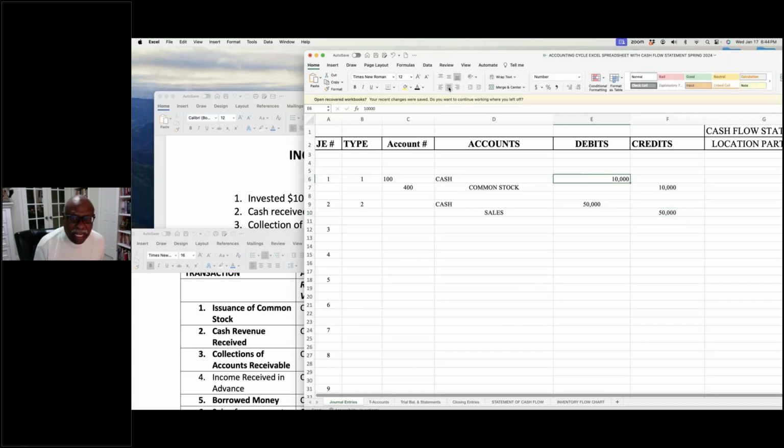The account number for cash is, of course, 100. What's the account number for our sales? What is the account number for sales?